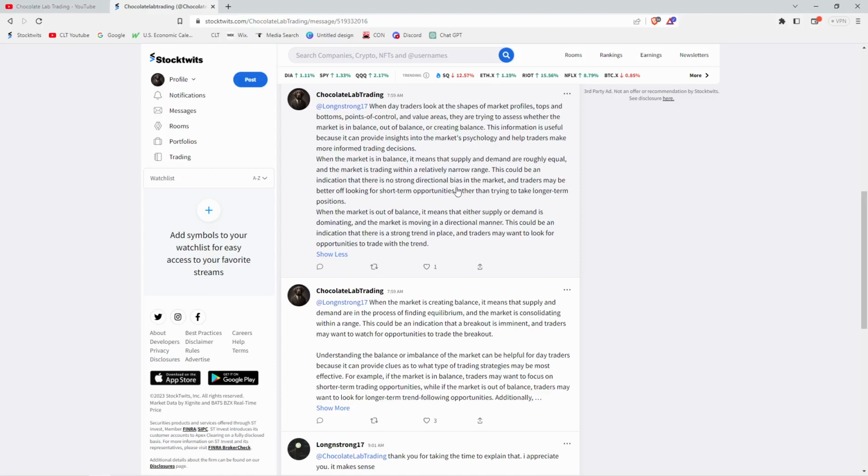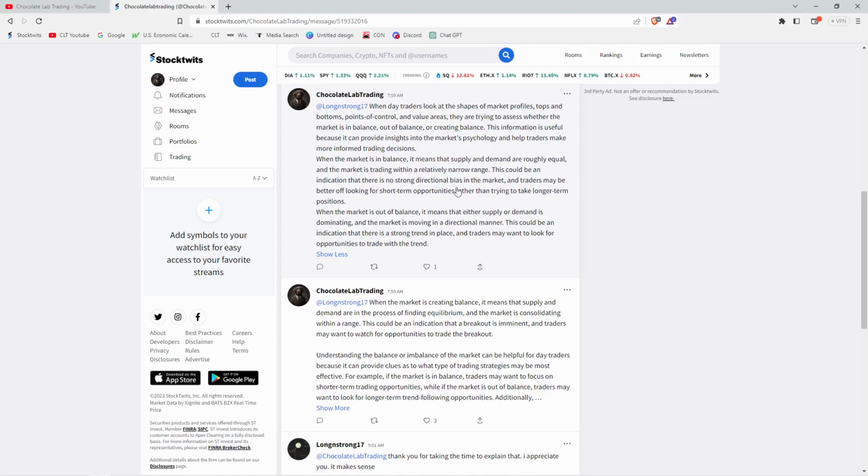So again, we use it to look at whether the market is in balance, out of balance, or creating balance. This information is useful because it provides us insights into the market's psychology. I always try to say, the TPO, we use it because it makes the market auction more visually palatable for us to digest the information. It helps traders make more informed decisions.